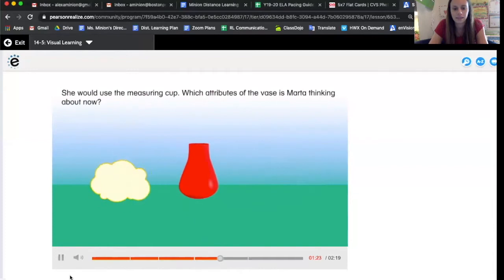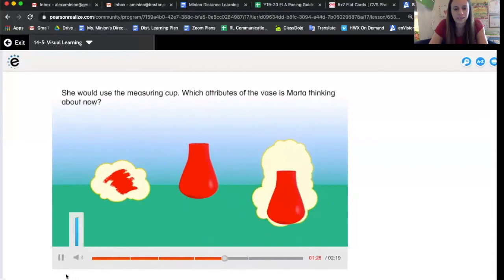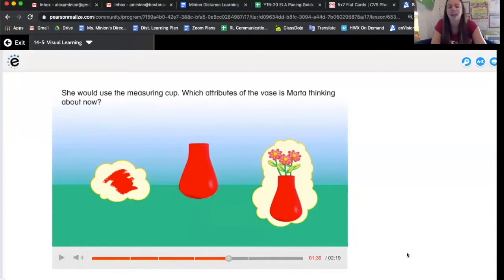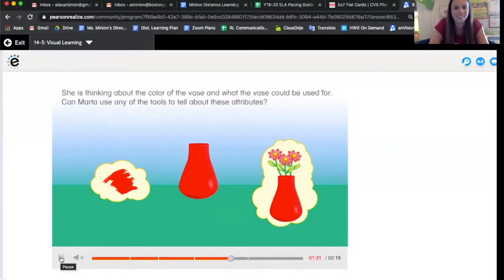She would use the measuring cup. Which attributes of the vase is Marta thinking about now? This is tricky. Now what kind of attributes is she thinking about? She was thinking about measurement, but now she's thinking about what? Yeah, what color the vase is, what kind of vase. It's not an iced tea vase, it's a flower vase. She is thinking about the color of the vase and what the vase could be used for.